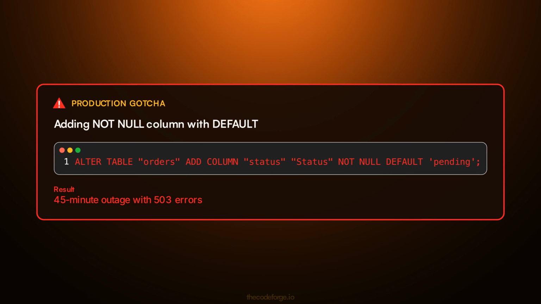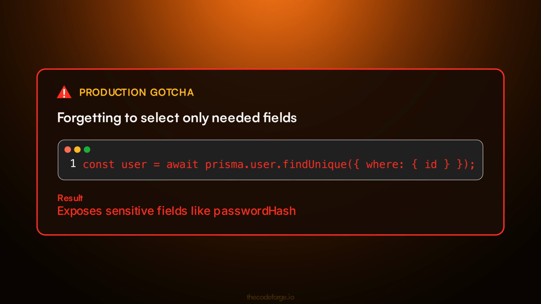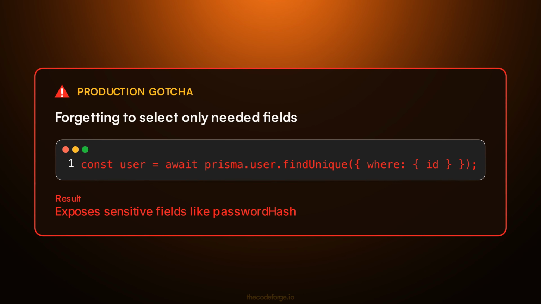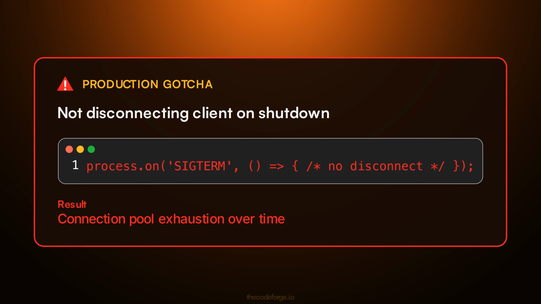This single line caused a production outage. In PostgreSQL, adding a not null column with a default rewrites the entire table, locking it exclusively. Without select, Prisma returns all fields, potentially leaking sensitive data. Always whitelist fields. Failing to disconnect on process exit leaves dangling connections, eventually exhausting the pool.